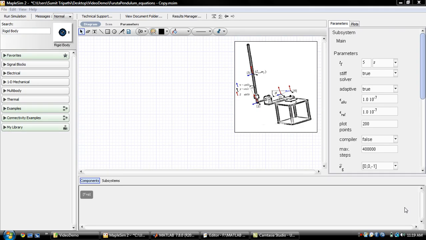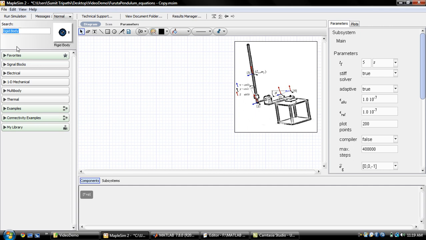Hello everyone, today we will use MapleSim, a toolbox from Maplesoft, to model a Furuta Pendulum. The schematic diagram of the pendulum is shown on the right-hand side of the screen. We have a horizontal rotating arm. At the free end of the horizontal arm, we have another hinged link which is free to rotate about the horizontal arm.